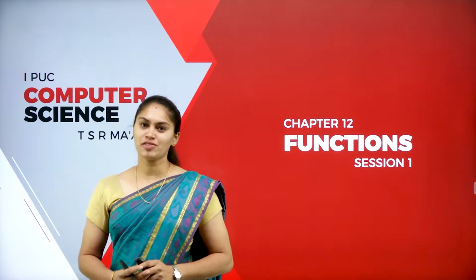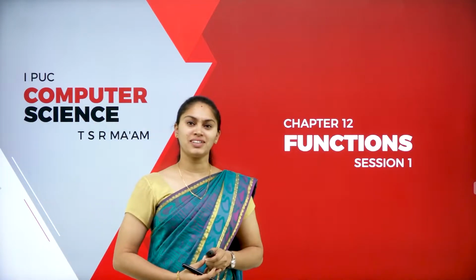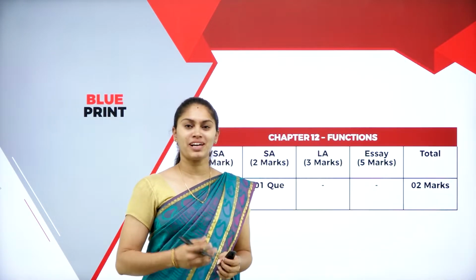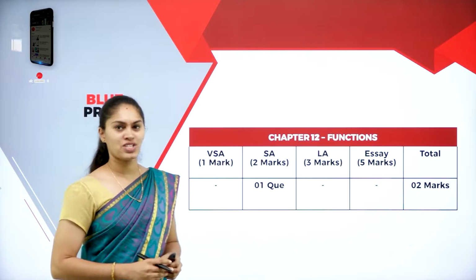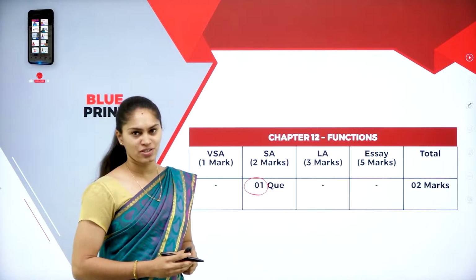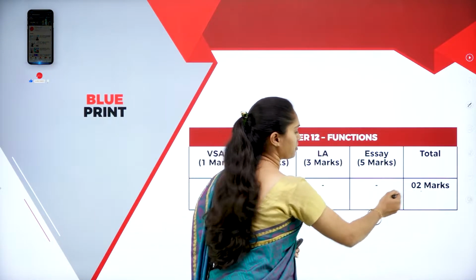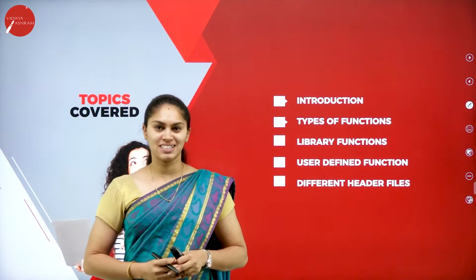So in the first session of this chapter, we are going to discuss the blueprint as well as some of the content. If you consider the blueprint of this chapter, you are going to get only one question, that is from 2 marks. So you can expect a 2 marks question from this chapter, and it will be for 2 marks in total. Then what is the content that I am going to discuss in today's session?